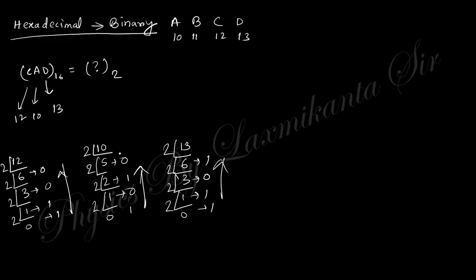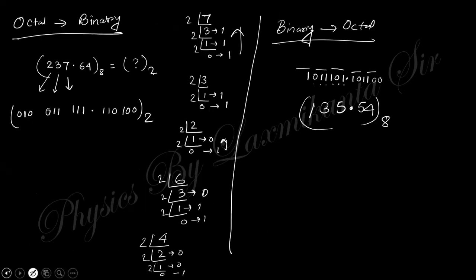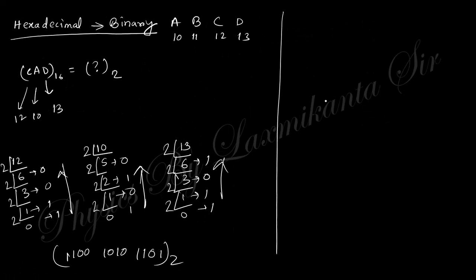So you can write down like that. That is 1, 1, 0, 0, and then 1, 0, 1, 0, and then 1, 1, 0, 1. So this is the binary conversion. In octal you take 3 digits, and in hexadecimal there is 4.